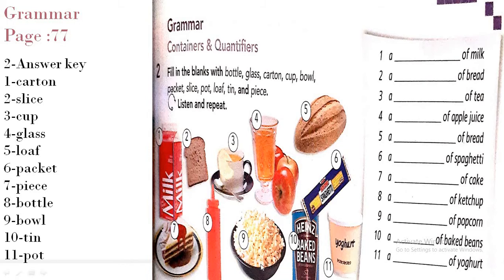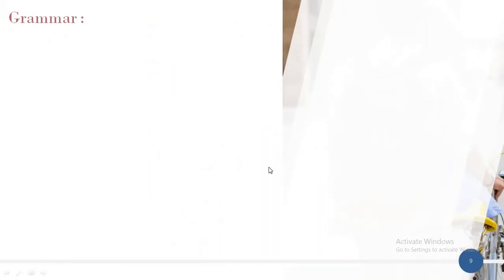Nice. 9. A bowl of popcorn. Look at this, it's a bowl. A bowl of popcorn. 10. Give me the answer of 10. Good. A tin of baked beans. Look, a tin of baked beans. And the last one is a pot of yogurt. This is what we call a pot. A pot of yogurt. Make sure, please, you write the words or the containers right here. And now let's move to question 3.